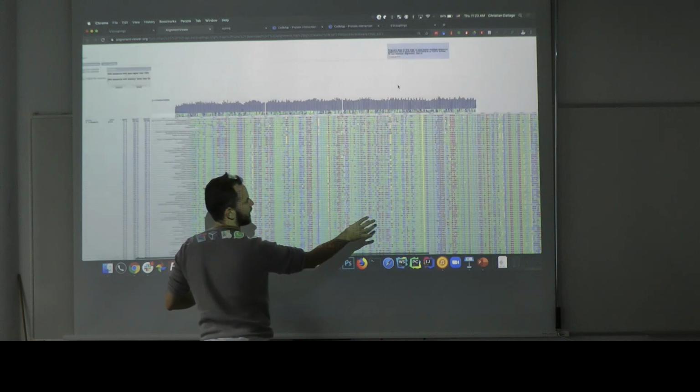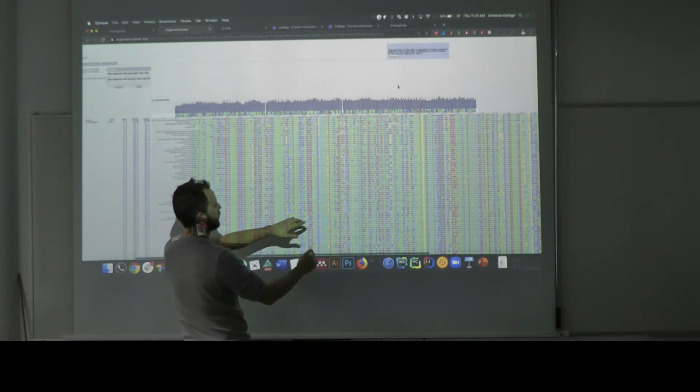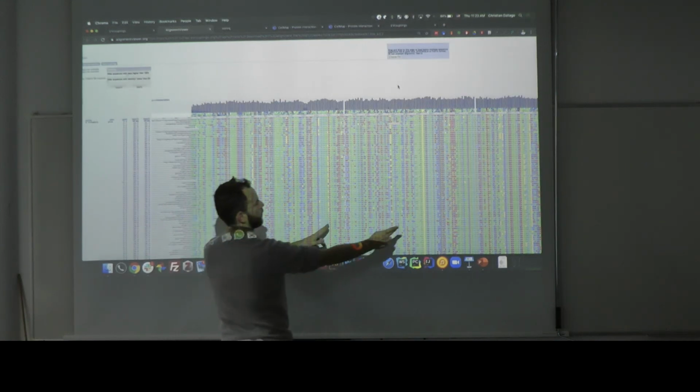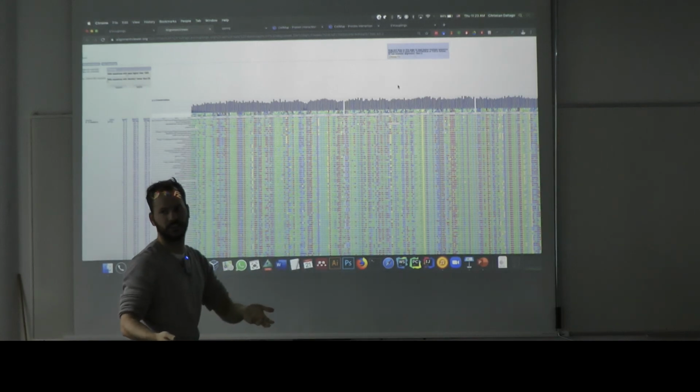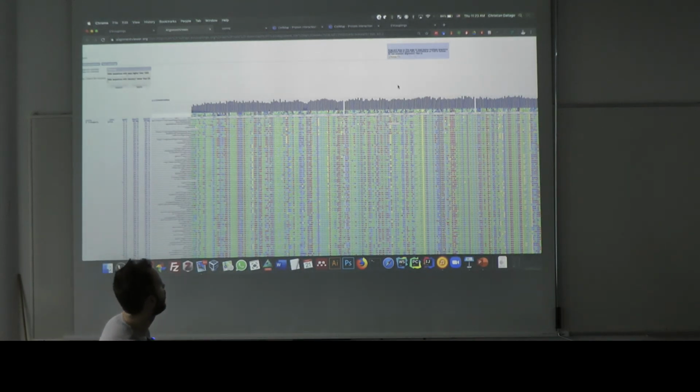Some other parts kind of vary. And then you can also see that this part is very conserved. So very likely these two parts might form a contact. And this is another way of visualizing the same information that we had before.